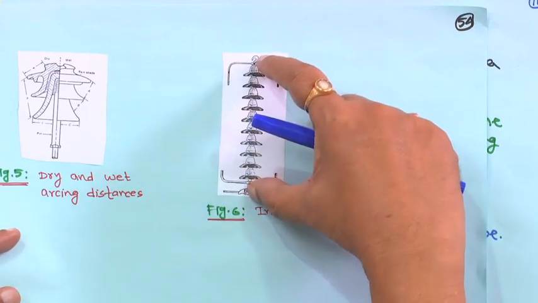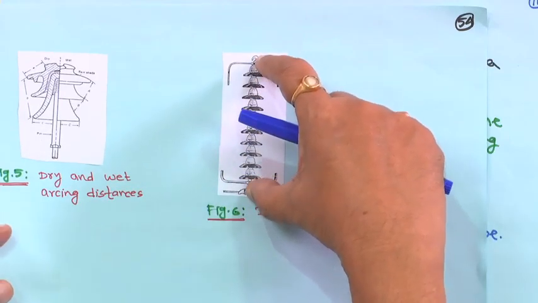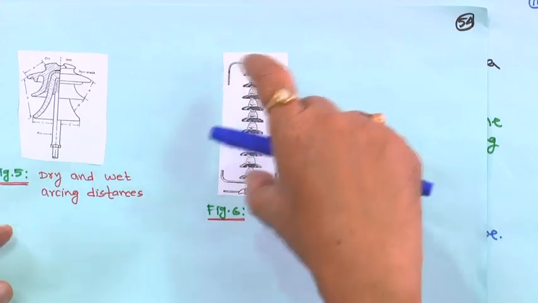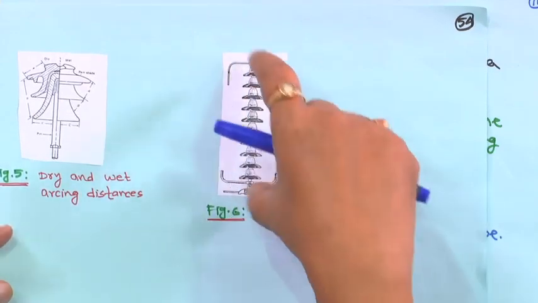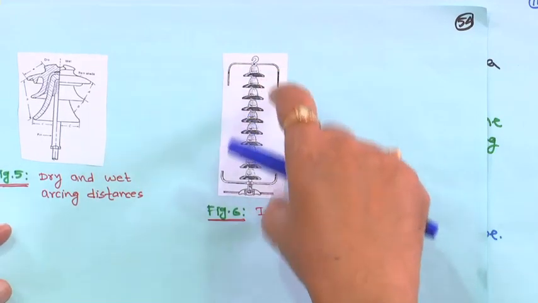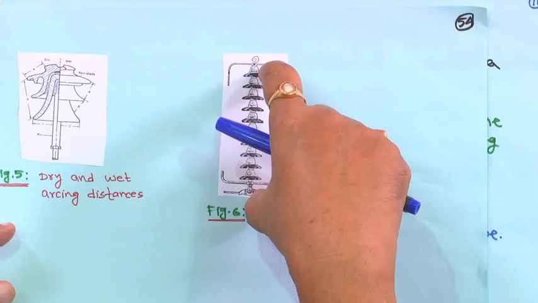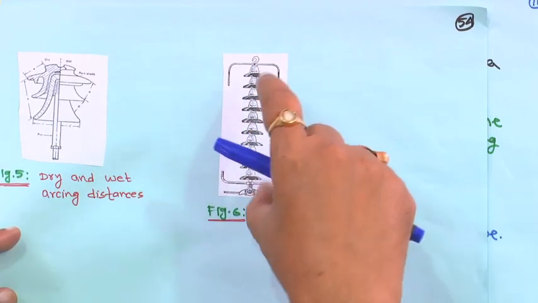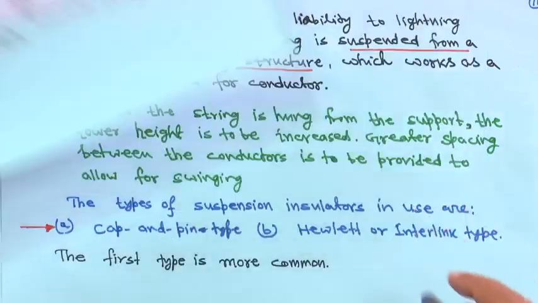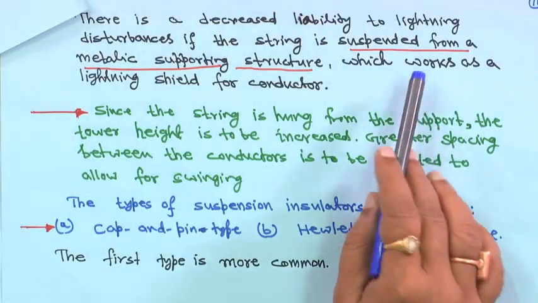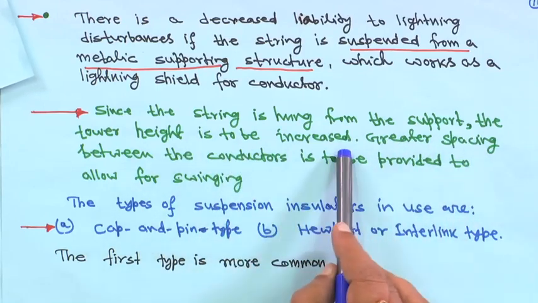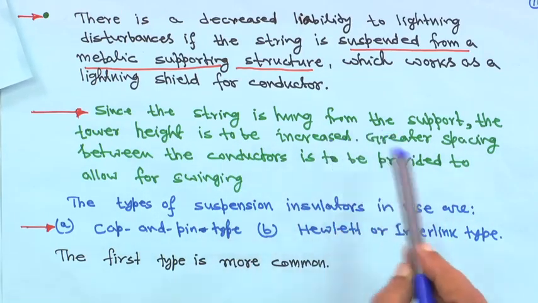So, it is very long, and you have a 3-phase line. That means for each of the 3 phases, such insulators will be there at every tower, if it is a single conductor line. In each phase, the string is hung from the support, so the tower height is to be increased. This is true, tower height will increase.